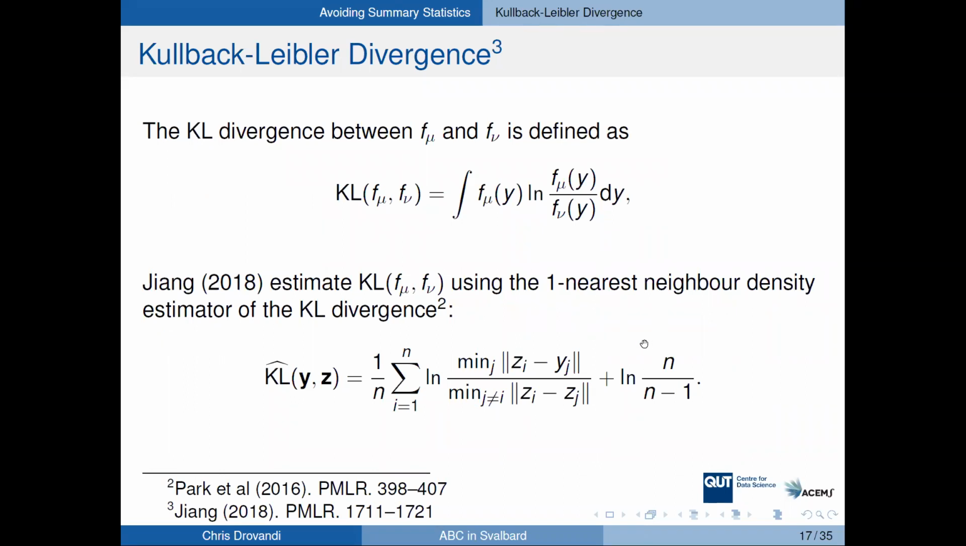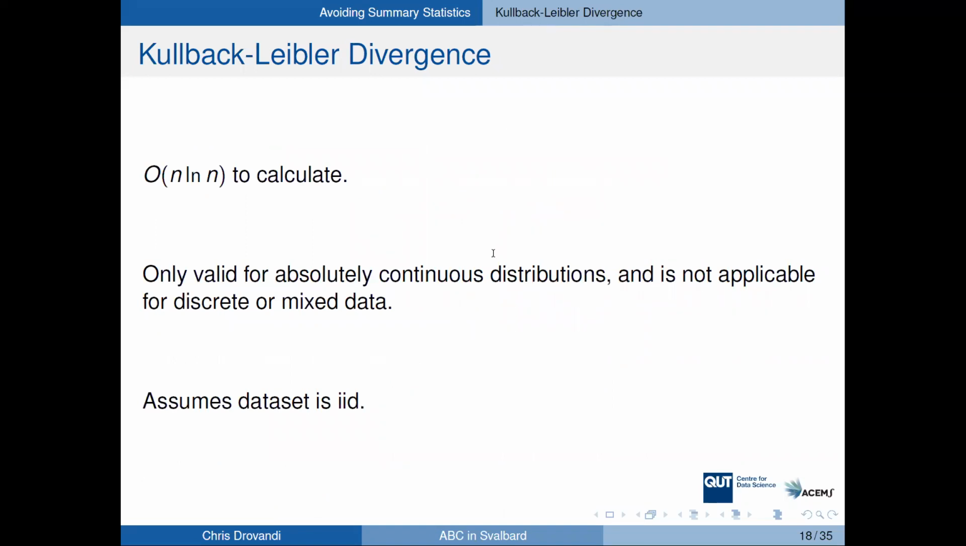The next one is the Kullback-Leibler Divergence. I think most people are familiar with this divergence. So the question is, how do you estimate this thing? This paper used a one nearest neighbor density estimator of the KL divergence, which is given by this expression here. This one is also useful in the sense that it's order n log n, so it's only a little bit slower compared to the Wasserstein and the Cramer von Mises.